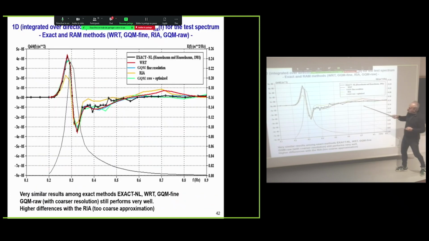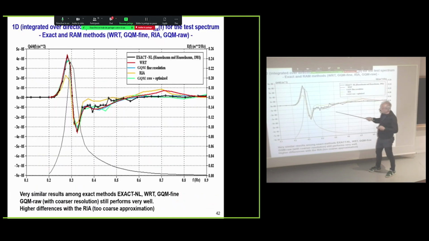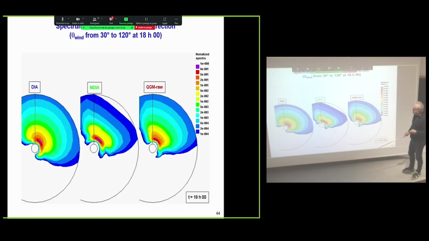If we look at the directionally integrated term, we can see that both WRT and GQM with a fine resolution approximate very well the exact calculation, so the blue and the red, sorry. The green one, which is the coarse calculation of GQM, also does a good job. And here we have larger differences with a reduced interaction approximation. Okay, I will skip that.